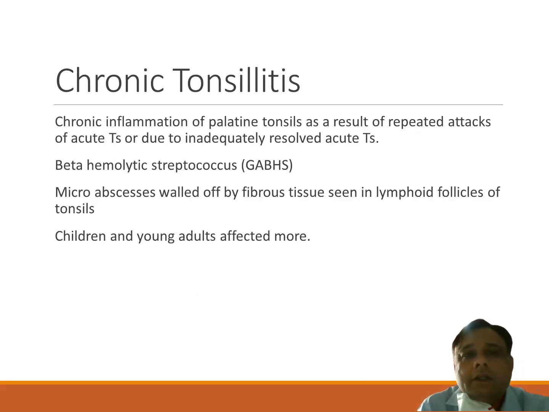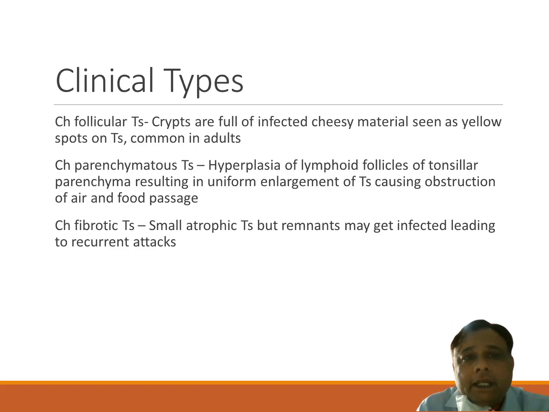Chronic tonsillitis. Chronic inflammation of palatine tonsils is a result of repeated attacks of acute tonsillitis or due to inadequately resolved acute tonsillitis. Beta hemolytic streptococcus microabscess walled up by the fibrous tissue seen in lymphoid follicles. Clinical types: chronic follicular tonsillitis, chronic parenchymatous, and chronic fibroid.